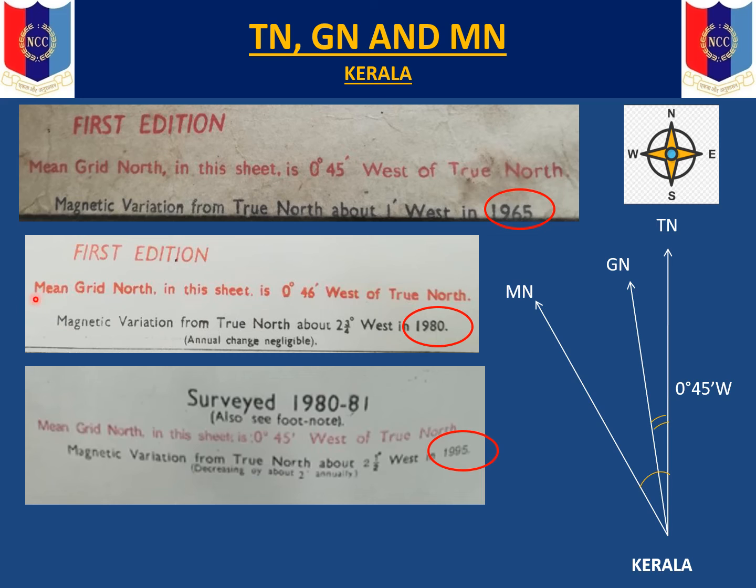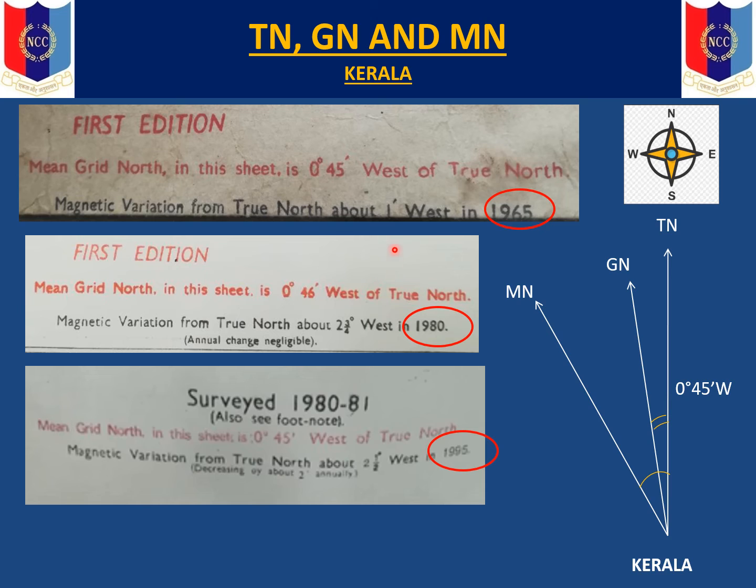Correct. Now see, the mean grid north in this sheet is 0 degrees 46 minutes. So in about 15 years, there has been a variation of 1 minute. But the variation is towards west only from the true north. We're talking about the grid north here. And now you see the variation in the magnetic bearing. From true north, the variation is about 2 3/4 degree west.